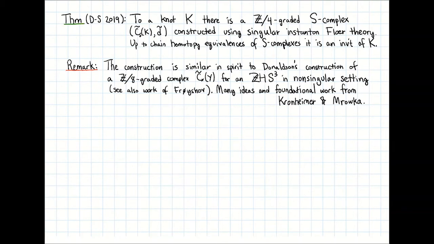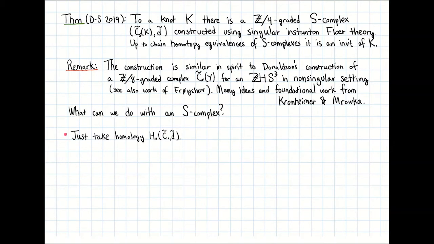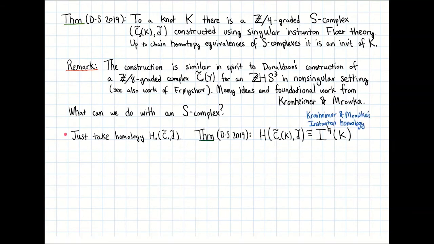So now that we have this algebraic invariant C tilde of K associated to our knot, what can we do with it? Well, one thing we can do is just take its homology. And we can prove that if you do that, you recover Kronheimer and Mrowka's I natural of K. I'll say a few more words about that later.